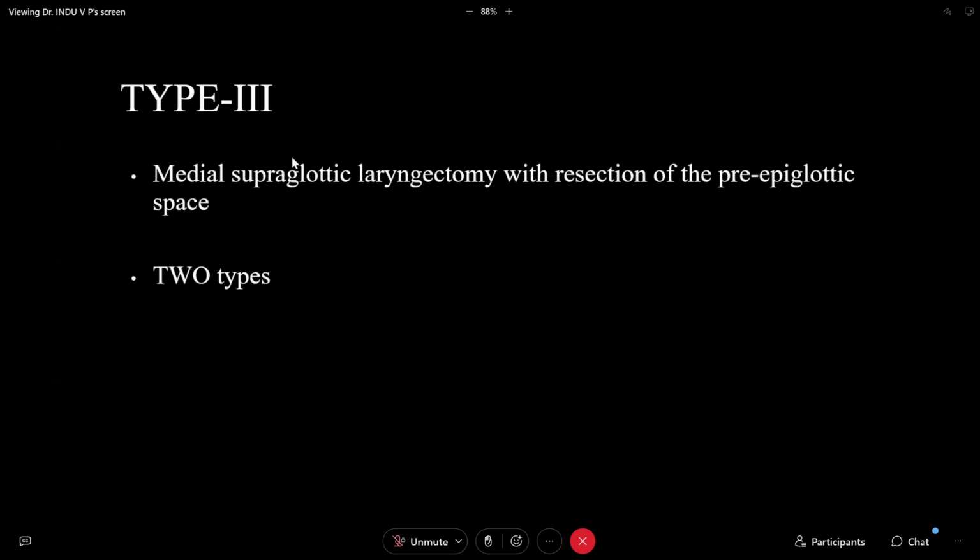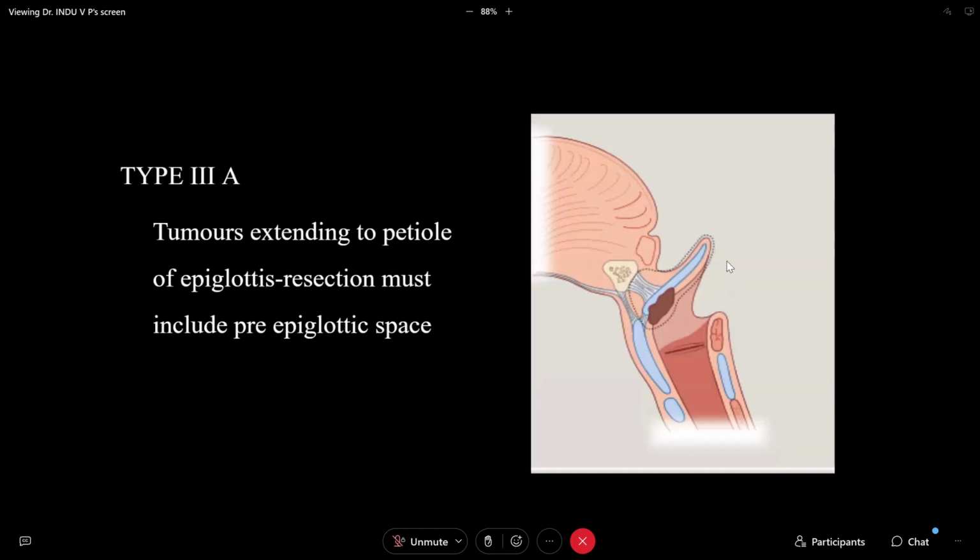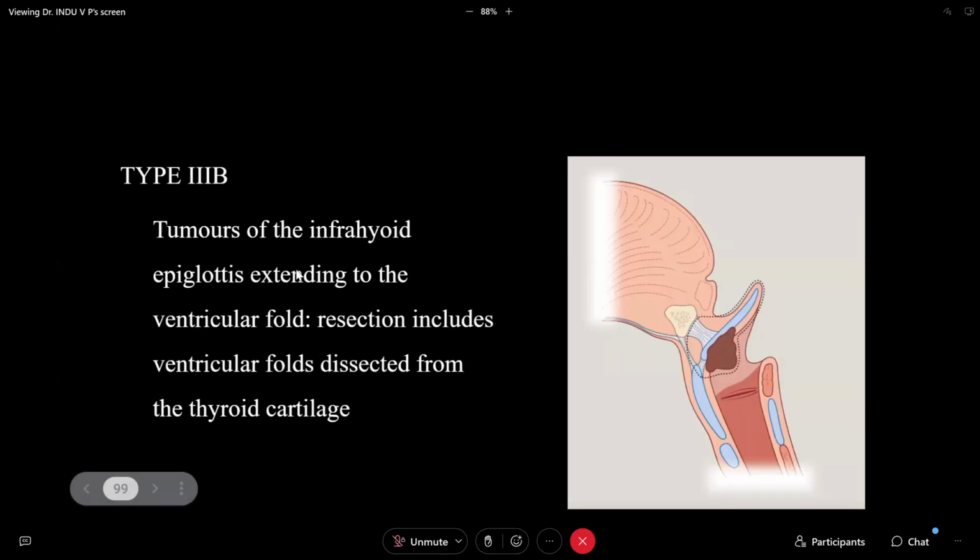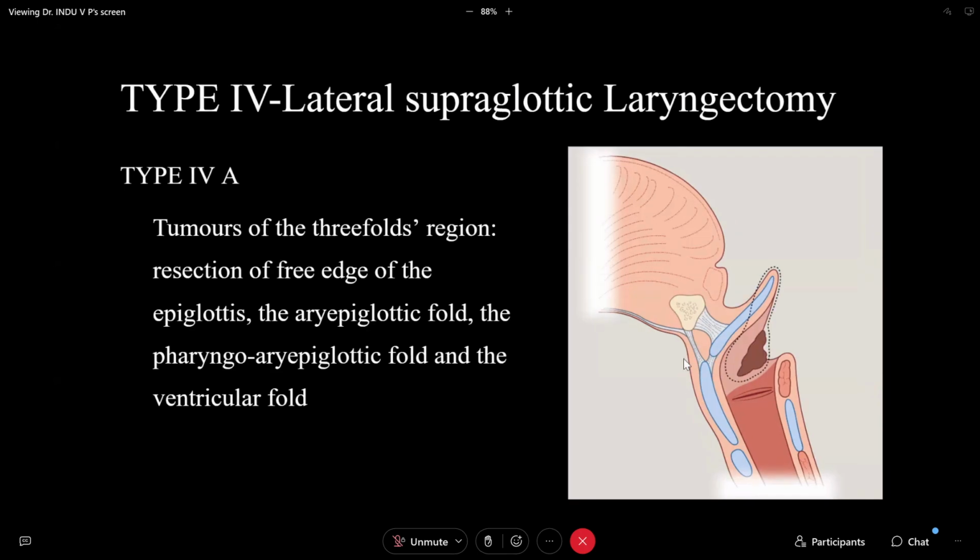Type 3 again is medial supraglottic laryngectomy with resection of preepiglottic space. It is again of two types. Type 3A is when the tumor is extending into the petiole. Petiole is the lowermost part of the epiglottis. So we will be excising the entire epiglottis, and the entire preepiglottic space will be excised. Type 3B means tumors involving the infrahyoid epiglottis as well as the ventricular fold. So the ventricular fold is dissected off from the thyroid cartilage.